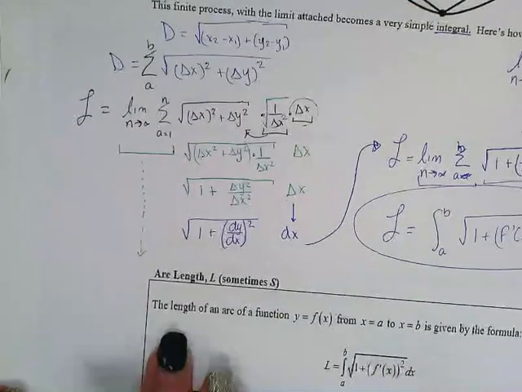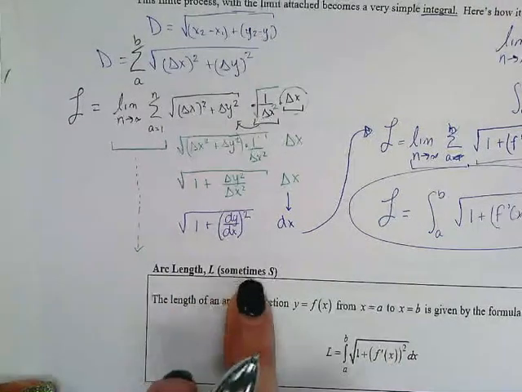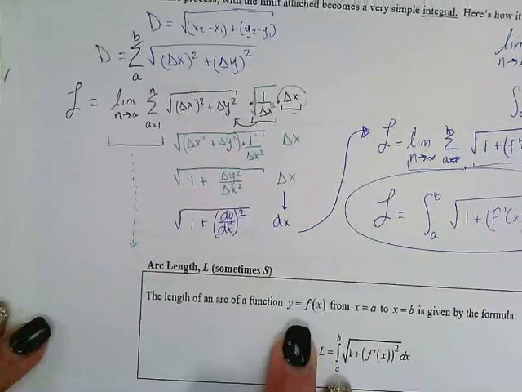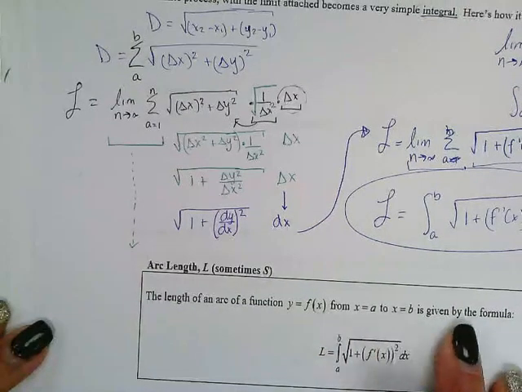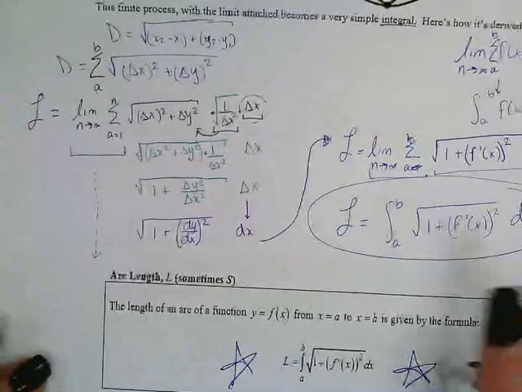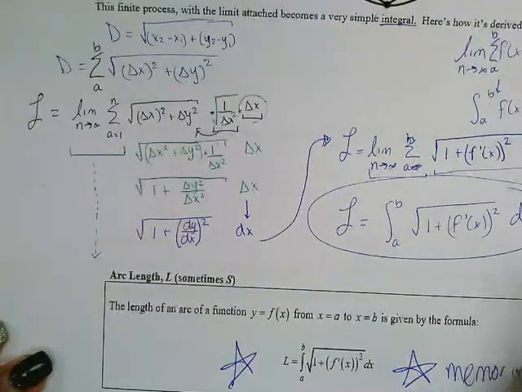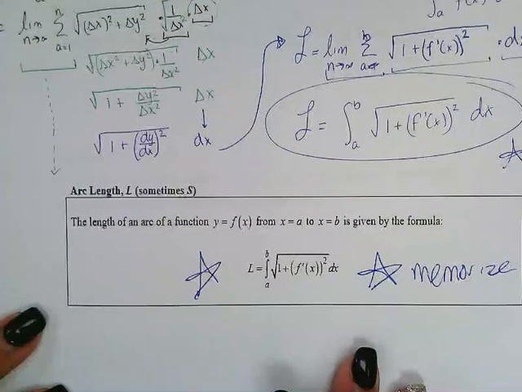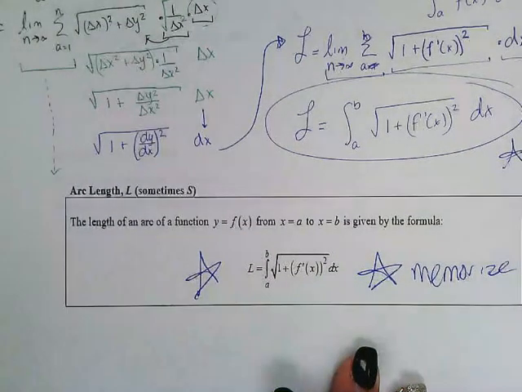So, arc length, L, sometimes it's called S, or aka the length of the arc of a function from x equals a to x equals b is given by this formula. And yes, you do have to memorize this formula. Okay?